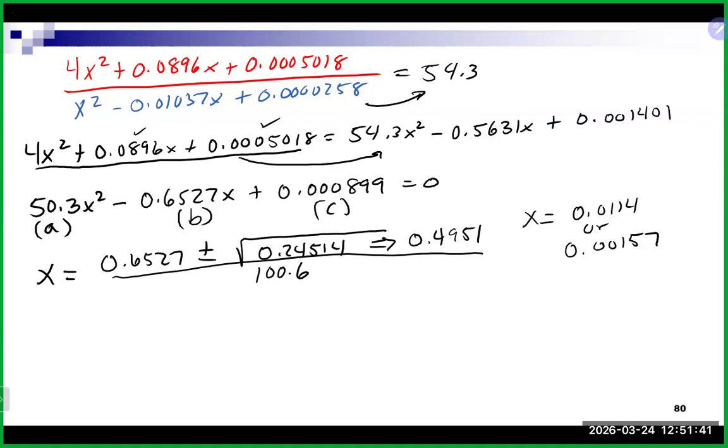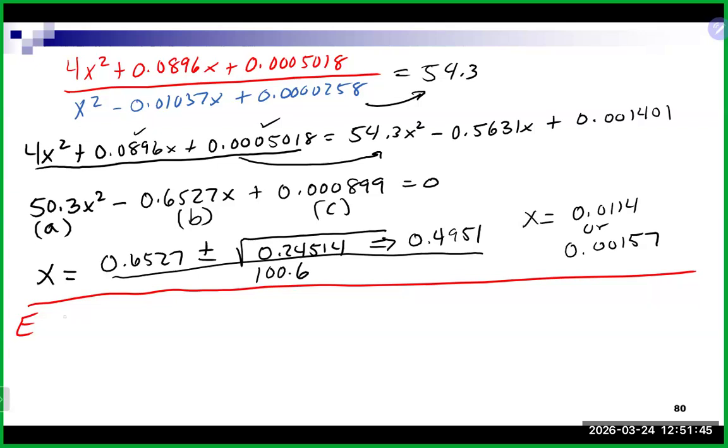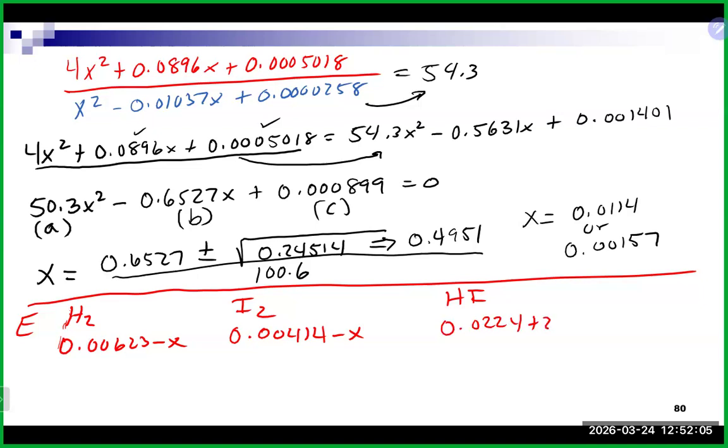All right, so if we look at our equilibrium line, from our ICE table, we got for our H2 0.00623 minus X, for our I2 0.00414 minus X, and for our HI, we have 0.0224 plus 2X. Looking at the first number, it looks a little too big because that's going to give me a negative number when I put it in there. So I'm going to go with the other one as my winner.